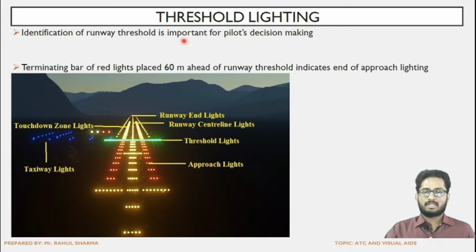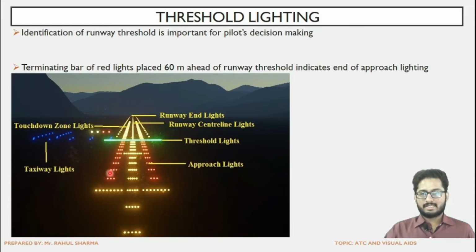Identification of the runway threshold is important for the pilot's decision making, because from that he will get an idea of which portion of the pavement he is supposed to touch down on at the time of the landing operation. A terminating bar of red lights placed 60 meters ahead of the runway threshold indicates the end of the approach lighting.